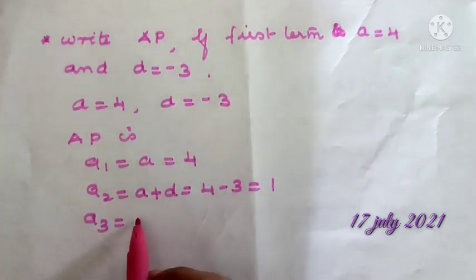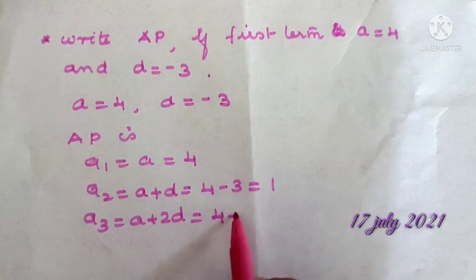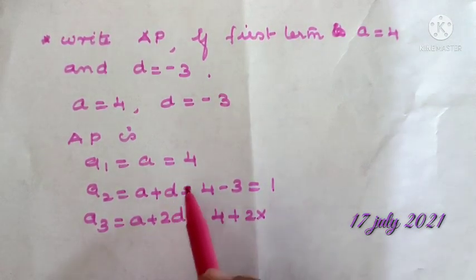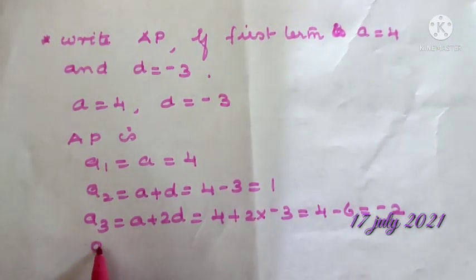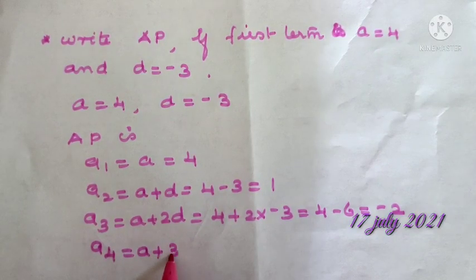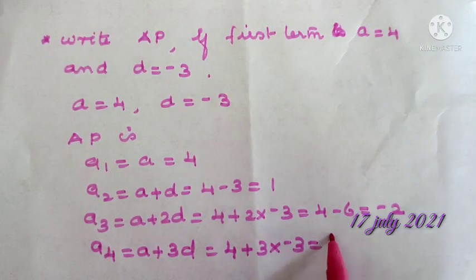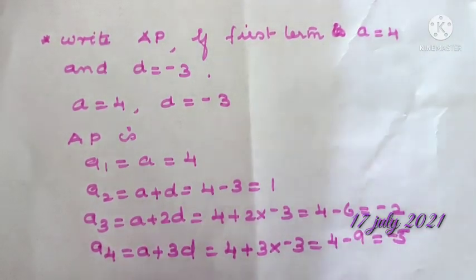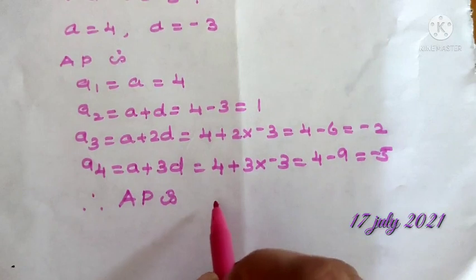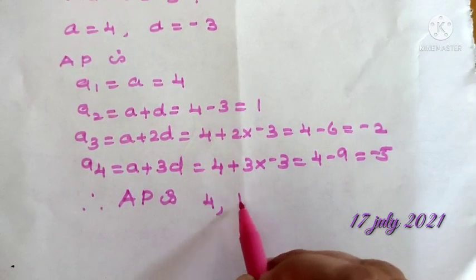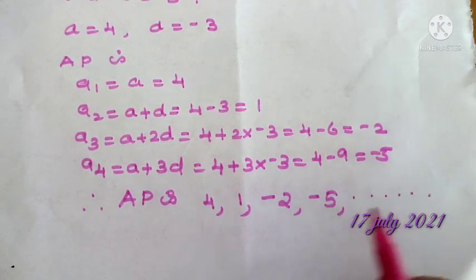A3 equal to A plus 2D, right? Why we need this one? So A is 4 plus 2 into, what is the common difference? Minus 3. So 4 minus 6, it is equal to minus 2. Now one more term, A4 means A plus 3D. So A is 4, 3 into minus 3, 4 minus 9 equal to minus 5. Therefore, the AP is first term 4, second term 1, third term minus 2, minus 5, etc.